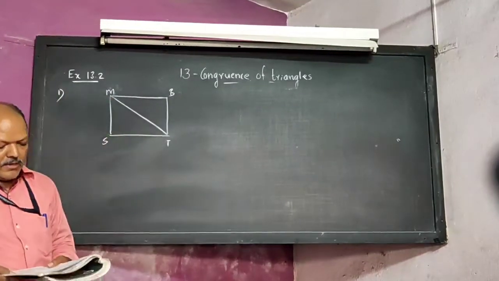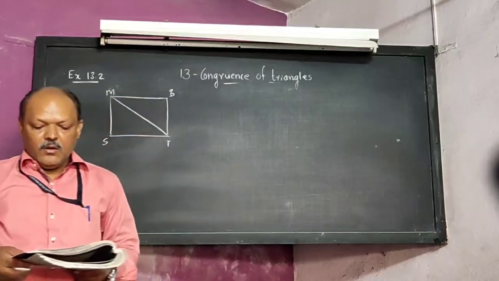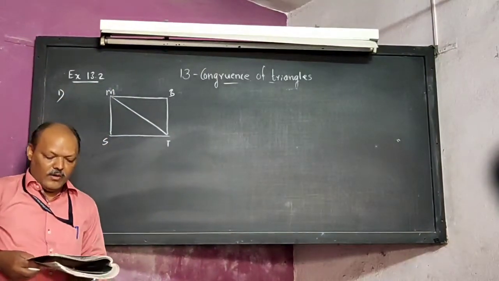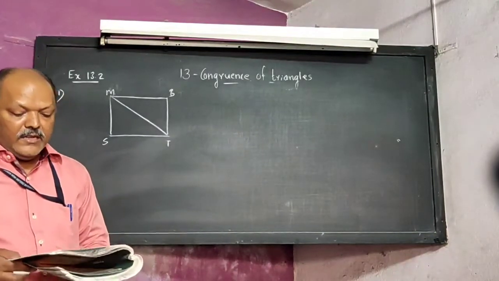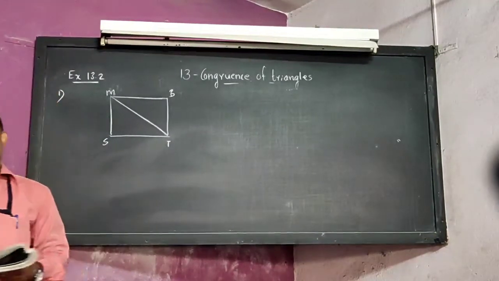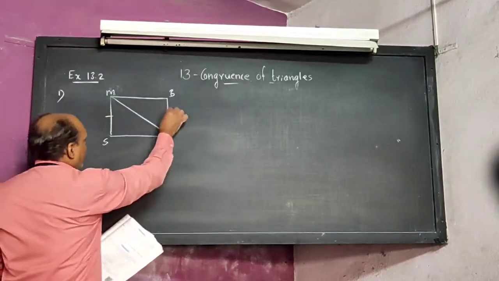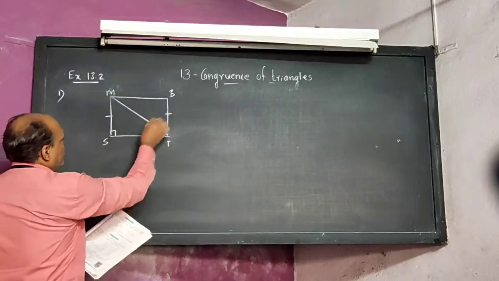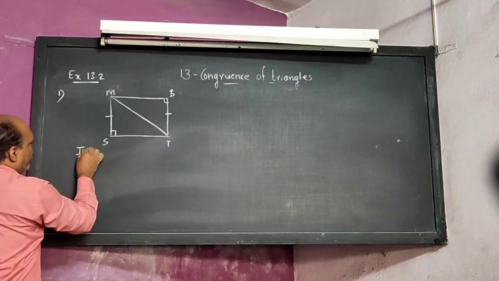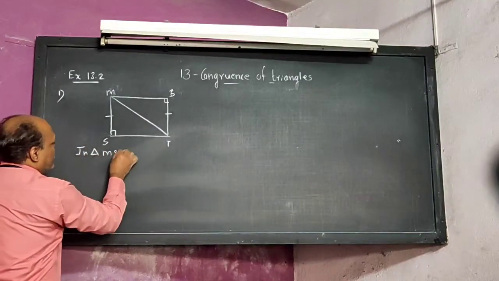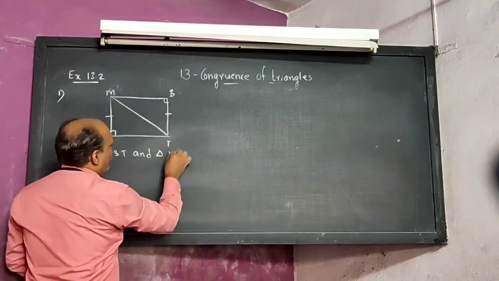Okay students, exercise 13.2, I am just reading the question. In each pair of the triangles given below, parts shown by identical marks are congruent. State the test and the one-to-one correspondence of the vertices by which the triangles in each pair are congruent, and also write the remaining congruent parts. So first of all, we will see the markings which are congruent here. We will start with triangle MST and triangle MBT.